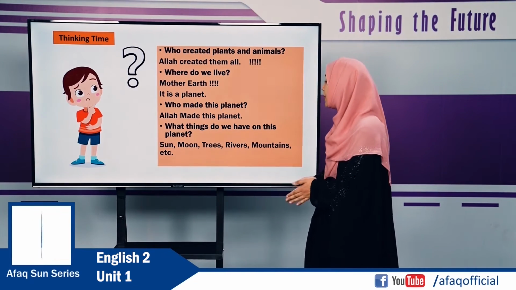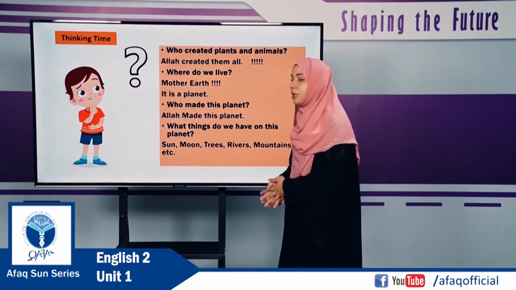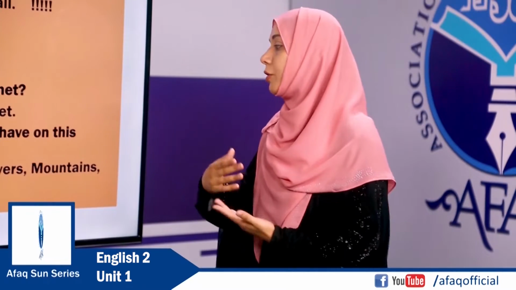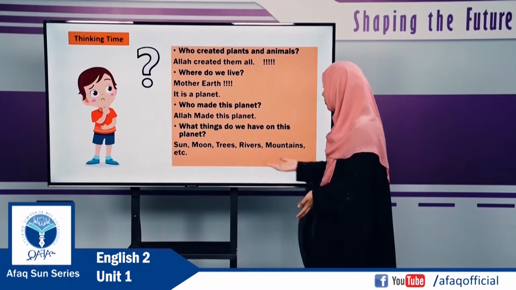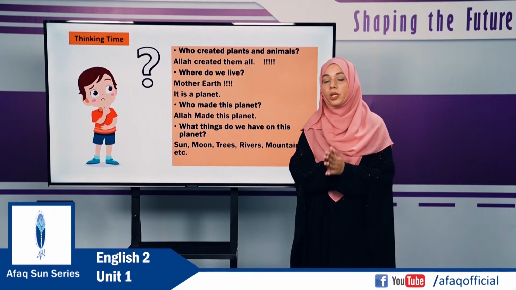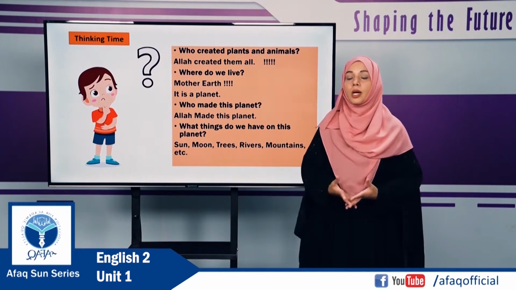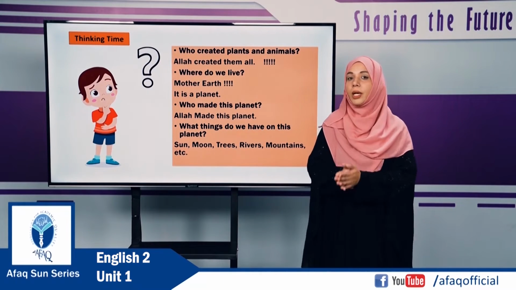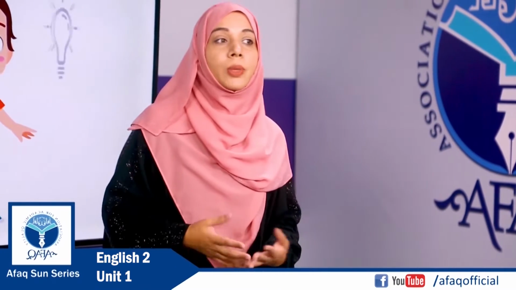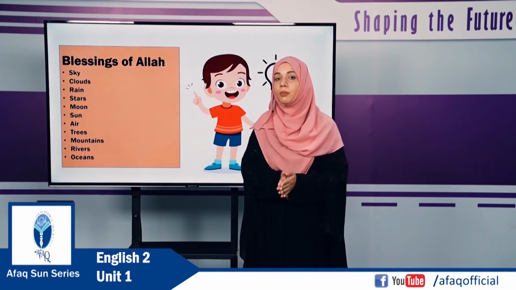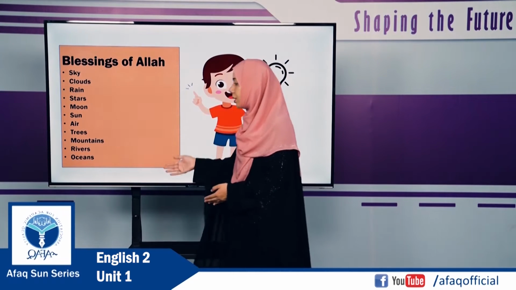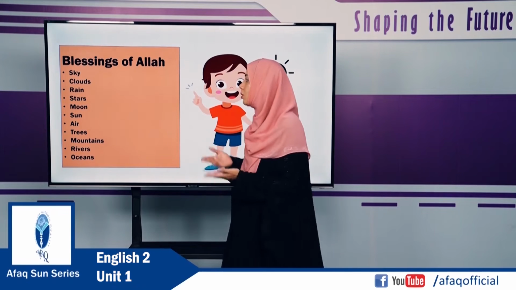So the last question is, what things do we have on this planet? What are the things on this planet? Yes, there are different trees. There are so many trees, rivers, mountains, and also we can see the sun and moon from the earth. So all these blessings have been given to us, and all these things have been created by Allah. Okay students, the fact is that we cannot count the blessings of Allah, but we can make a list of some of them only. For example, we have made a list here. Can you add some more items to this list?